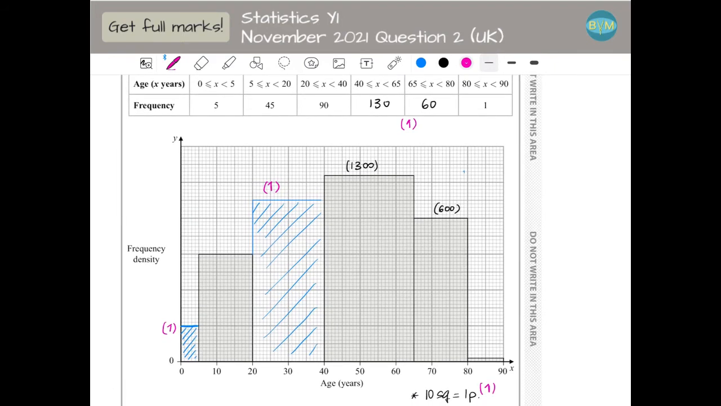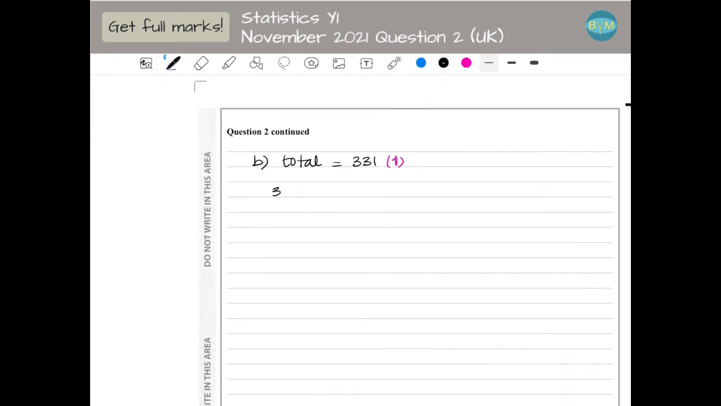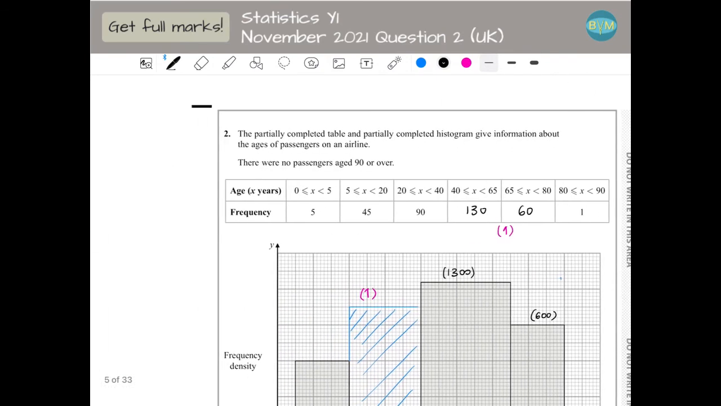We need to find the median. The median is the middle value out of our 331. So 331 divided by 2 is 165.5. This is our Q2. Q2 will be the 165.5 value. That value we have to decide in which interval it is.